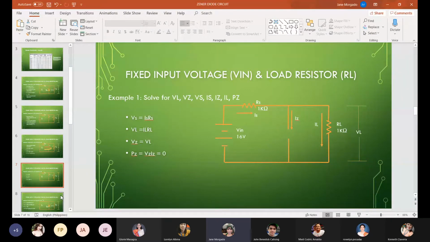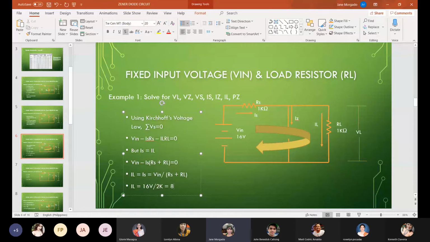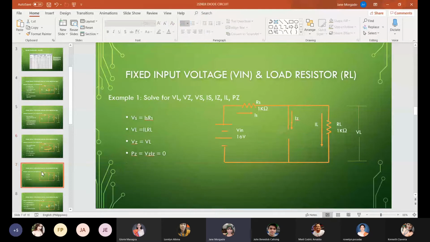Okay, so anong value nun? Teka lang, hindi ko yata siya kinuha, no? Anong value nito? Compute natin. 16 volts divided by 2K. 2K is equal to ilan? 8. Anong sagot nyo? 8 milliamperes. Okay, 8 milliampere. Okay, so we have 8 milliampere.